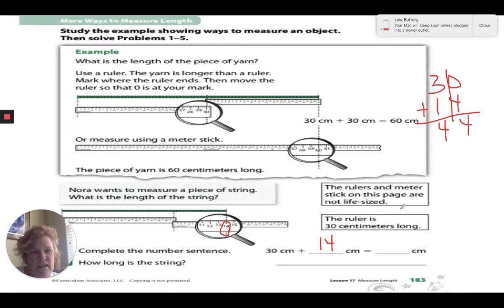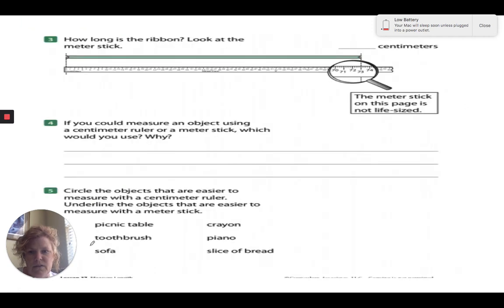And then equals 44. There we go. You could have done it the matching way too, 1s to 1s and 10s to 10s, and then bring them over. There you go. All right, well, let's see if there's anything else I wanted to ask you.